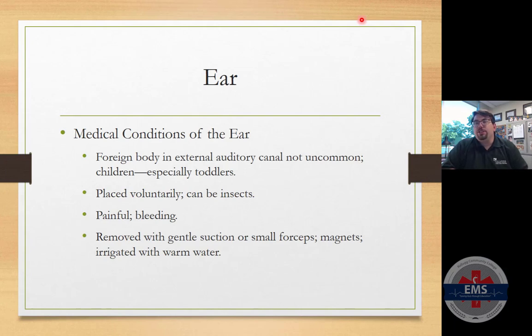There are a lot of conditions that we can see with the ear. One of the biggest is somebody sticks something in there that's not supposed to be there, right? So foreign bodies in the external auditory canal are not uncommon, especially with kids. If they can put it in any orifice of their body, they're going to stick it in there.